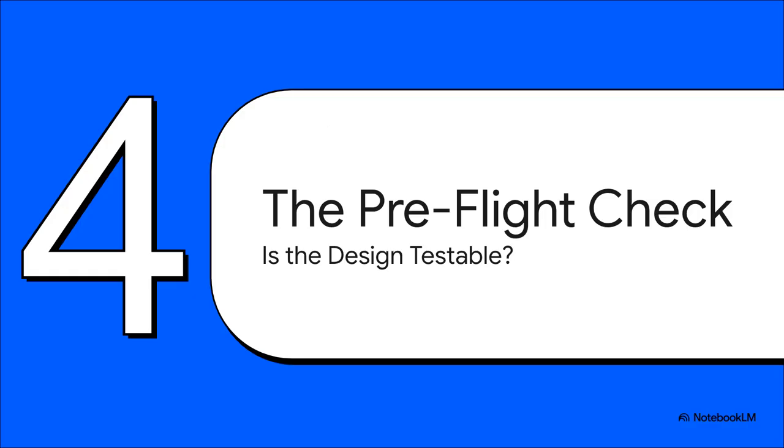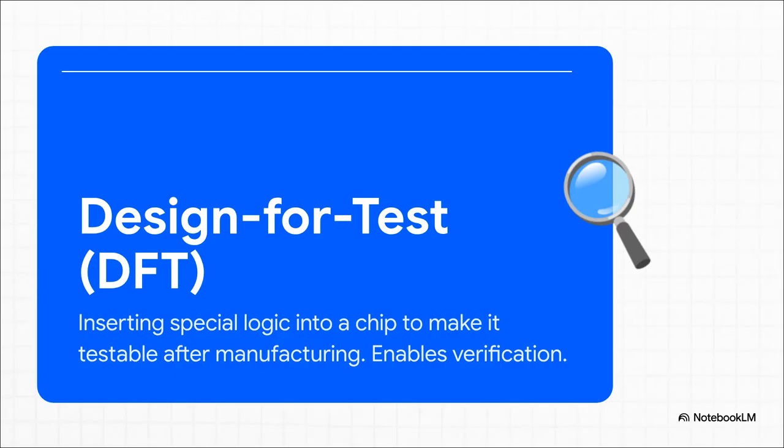We are so close. The design is logically correct, it's physically laid out, but before we hit the big red button, before we tape out the design and commit millions of dollars to manufacturing, there is one last, absolutely critical step. We have to make sure that once the chip is made, we can actually test it for flaws. This whole field is called Design for Test, or DFT. Why? Because if there's even one microscopic flaw on that chip, the entire thing is just a very expensive piece of sand.